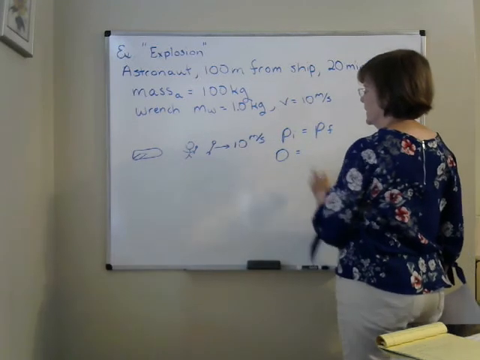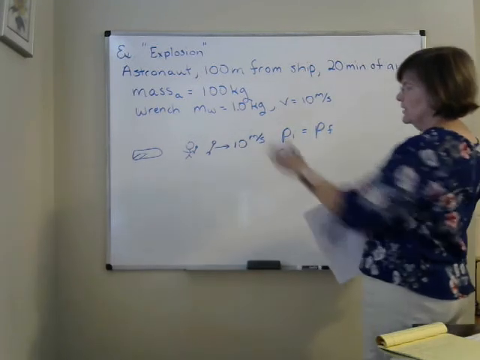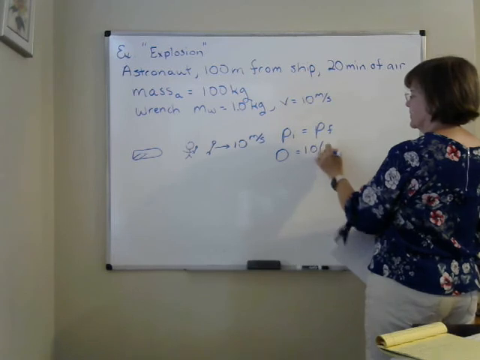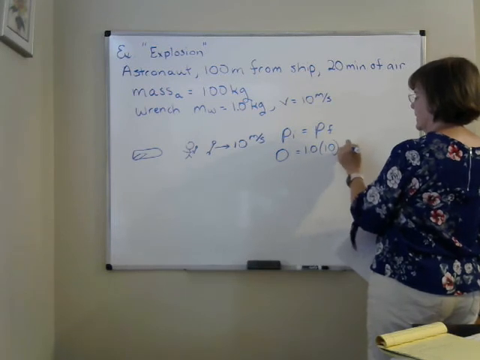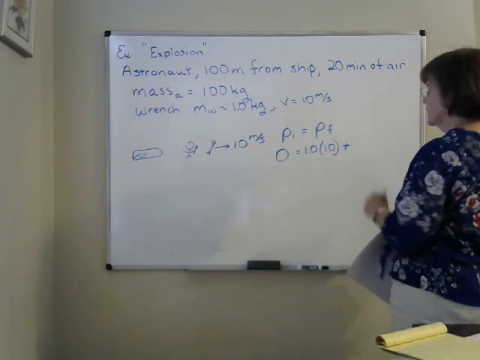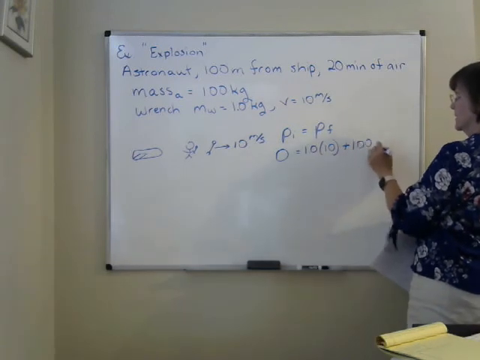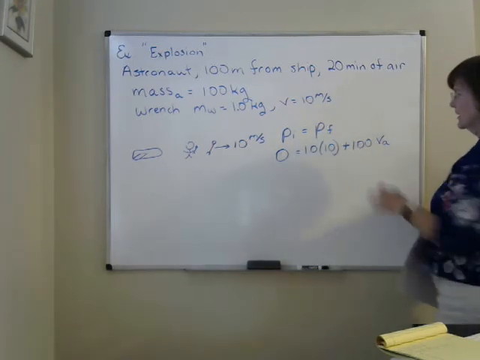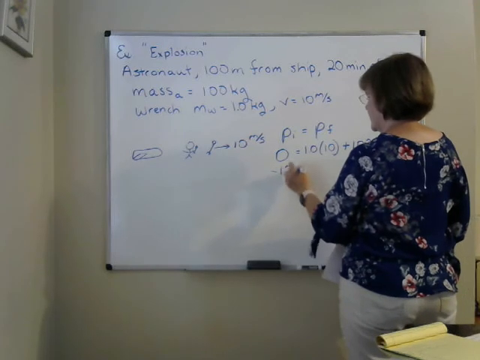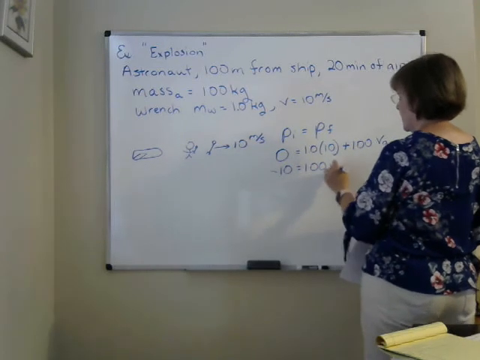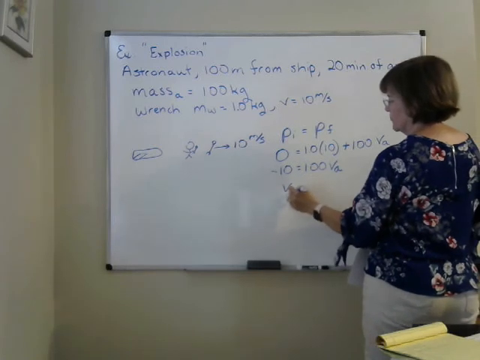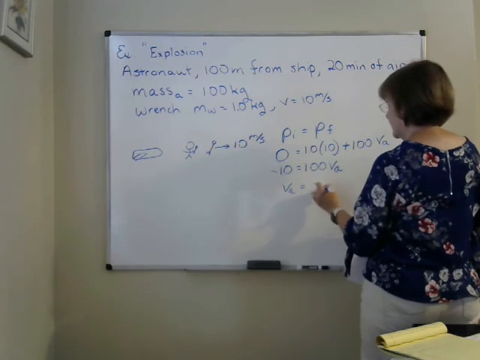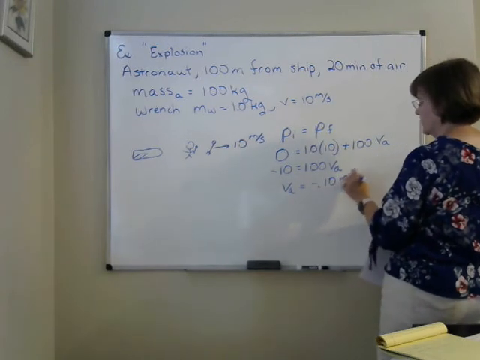The final momentum, the way I drew the picture, the wrench is moving to the right, so the mass of the wrench is 1 kilogram. The velocity of the wrench is 10 meters per second, plus the mass of the astronaut is 100, and the velocity of the astronaut is what we want to find. If I move this over, I'm going to get negative 10 equals 100 times the velocity of the astronaut. So she's going to move to the left, or in the opposite direction, at negative 0.10 meters per second.